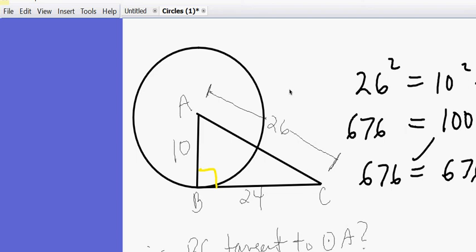Let me make sure it's 676. It's either 676 or 656. It is. Okay, good. All right, so it works. So we just proved that this is a right triangle. If this is a right triangle, then that angle is a right angle, and therefore, is BC tangent to circle A? Yes. All right. So copy that down.